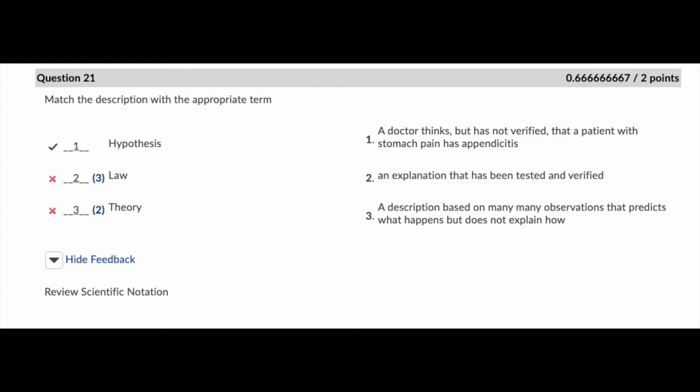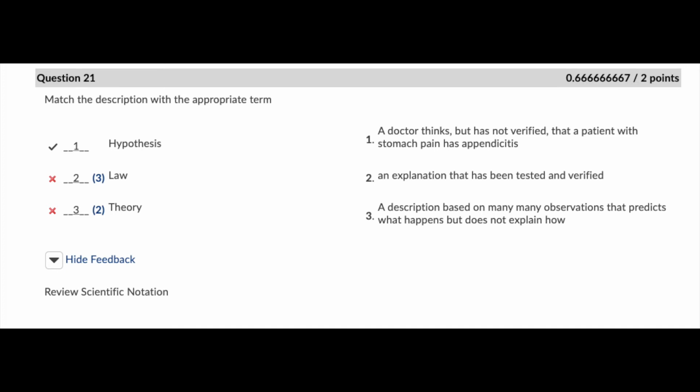So based on those definitions, we can see that theory would instead be number 2, which is an explanation that has been tested and verified. And you can also tell that it's that because the definition says that it explains how it happens, and in 3 it says a description based on many observations that predicts what happens but does not explain how. So theory cannot be 3 because it does do explaining of how something happens.